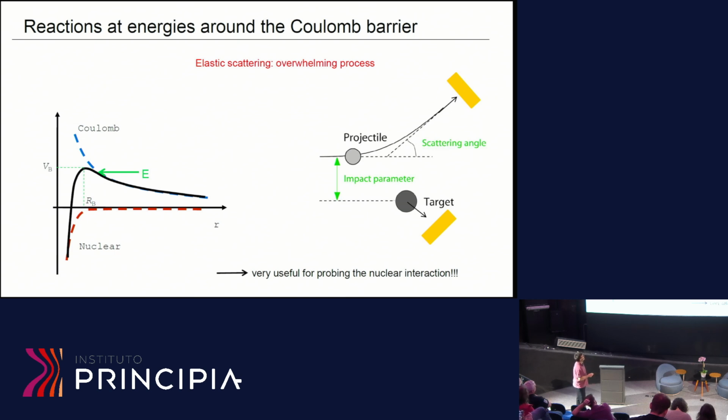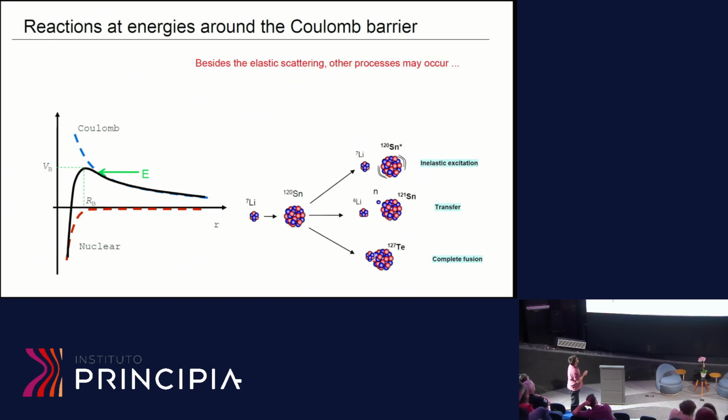In practice, we have a projectile, which most of the time we choose to be weakly bound, and a target, and then we do a reaction and put a set of detectors here. What we measure is what comes out from this reaction. It's not very often that we can also measure the recoil of the target. So elastic scattering is, of course, the overwhelming process, and most of the time we get elastic scattering cross sections. They are very useful for probing the nuclear interaction, which is a very important ingredient in our studies. But besides the elastic scattering, we often measure other processes.